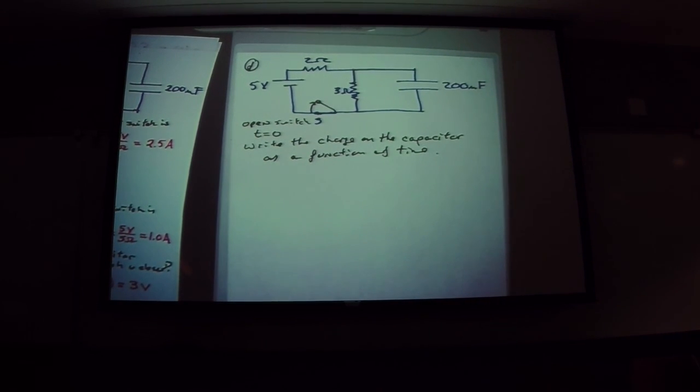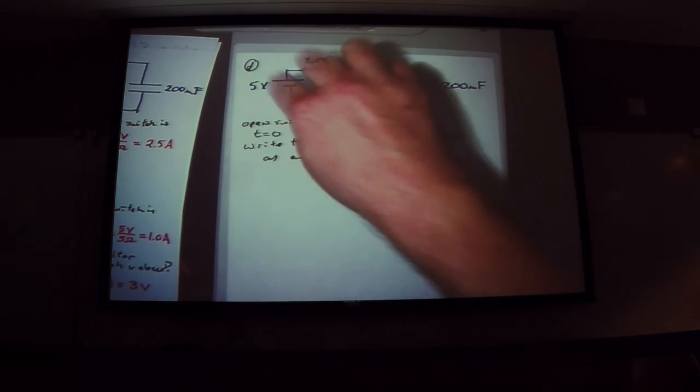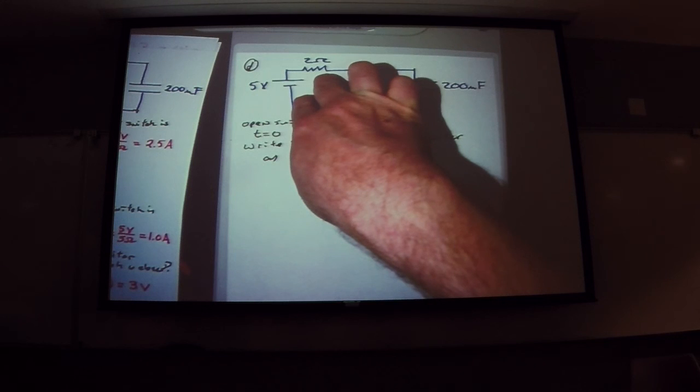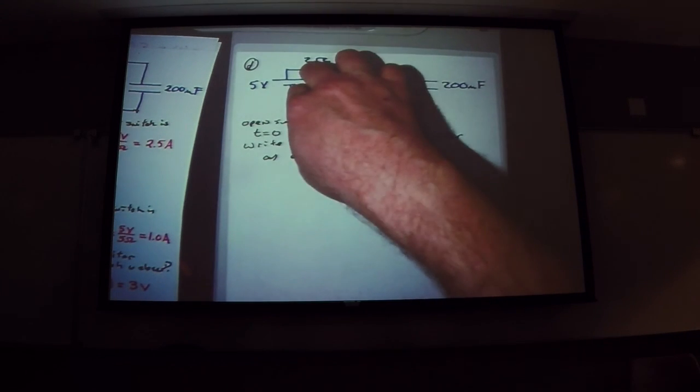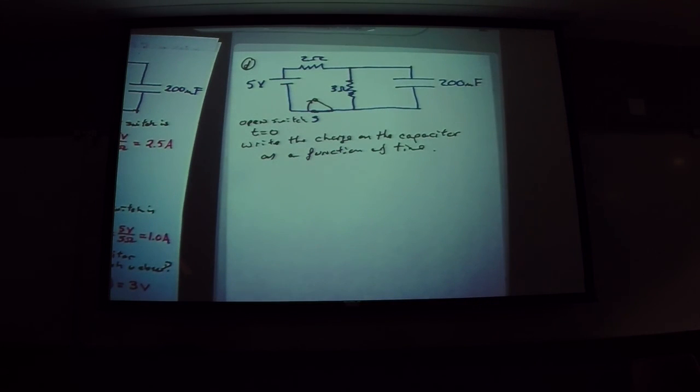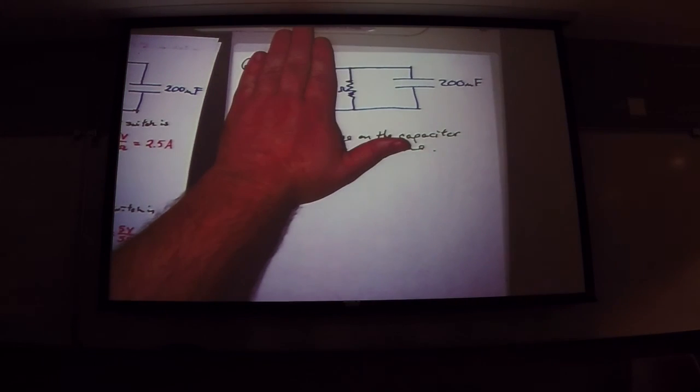Once I do that, once I open the switch, what happens to this part of the circuit? It's broken. Therefore, how does this part of the circuit affect the other part of the circuit? It doesn't. It's gone. Once I open that switch, that's gone.